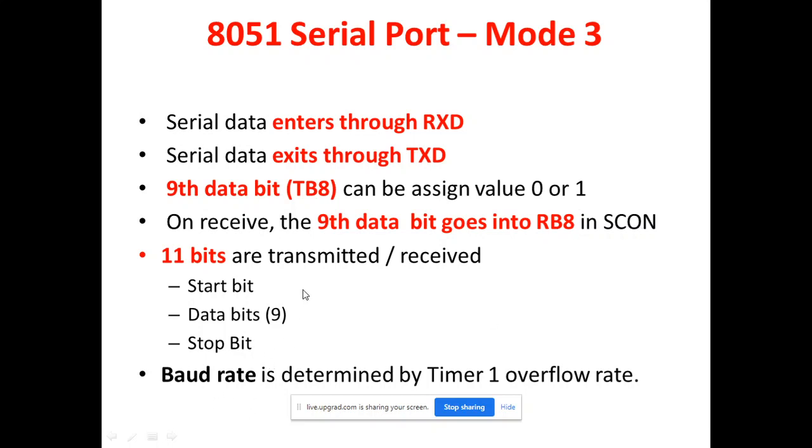And then regarding the baud rate of mode 3, it is variable. The difference between mode 2 and mode 3 is only the baud rate. In mode 2 the baud rate is fixed, whereas in mode 3 the baud rate is variable as per our choice. In this fashion you can read the explanation of each mode, and according to that you choose your desired mode from your programming point of view.